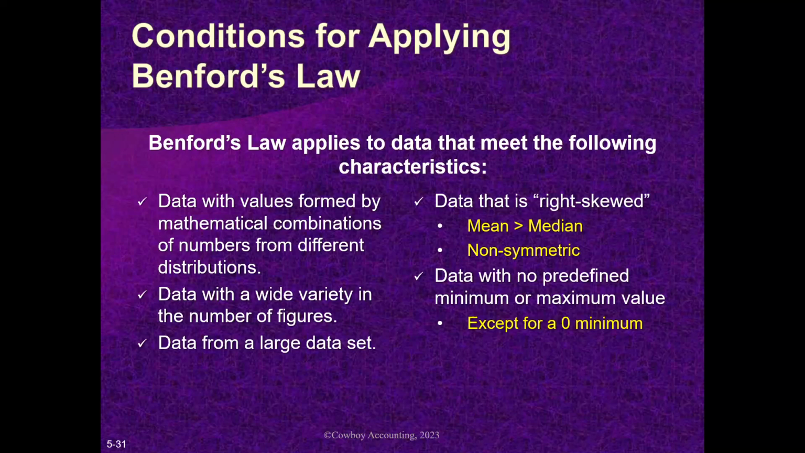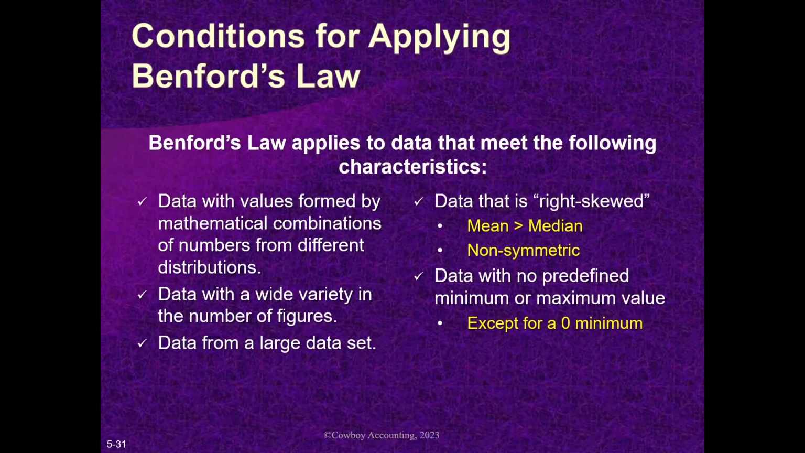Data from a large data set. Larger data sets usually work better with Benford's law than smaller data sets do. Data that is right skewed, in other words, the mean is greater than the median and it's non-symmetric, works better than data that is distributed uniformly or with some kind of normal distribution. So, for example, if every number occurs exactly the same percentage of the time, that would be an indication of structured numbers or manufactured numbers.